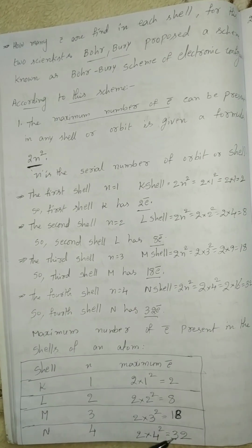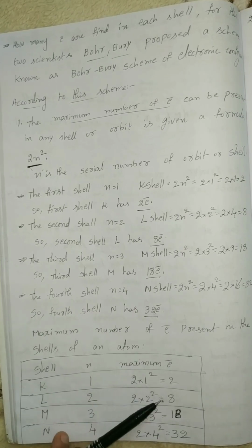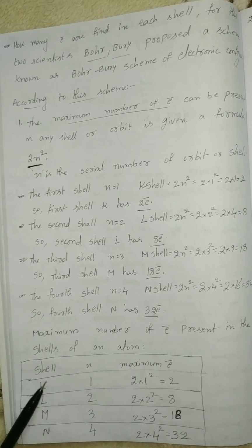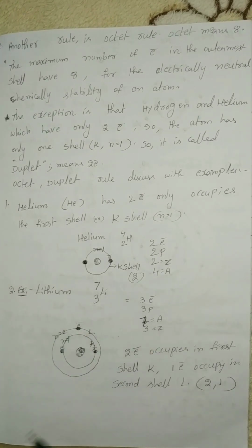2, 8, 18, 32. These electrons are fixed values. K, L, M, N. These electrons are fixed in these orbits. This is the 2n square rule and how many electrons fill in the orbits.